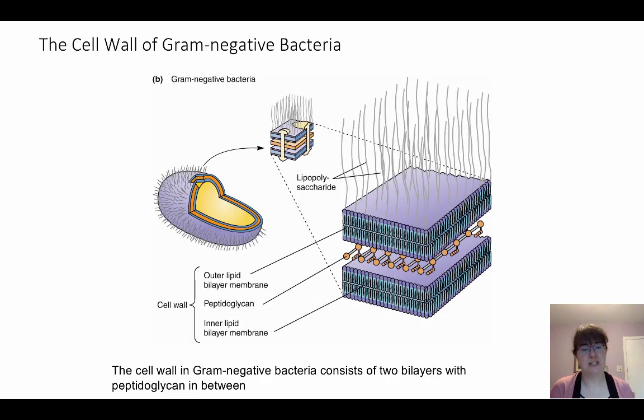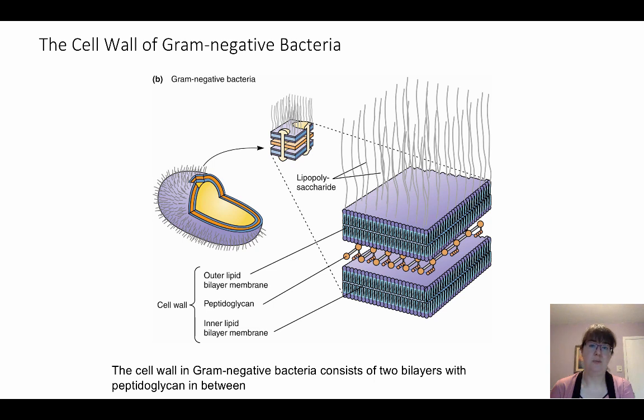For gram-negative bacteria, we usually don't have nearly as many layers of peptidoglycan, and it's in between then 2 bilayers. So again, our peptidoglycan is represented by that orange bit that's in between, and our 2 bilayers are hanging out with those teal and purple colors. And then on the outside of our gram-negative bacteria, they also then have lipopolysaccharides.